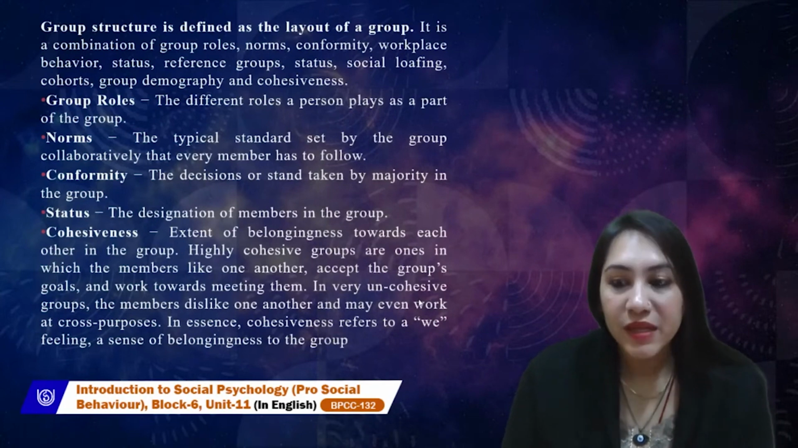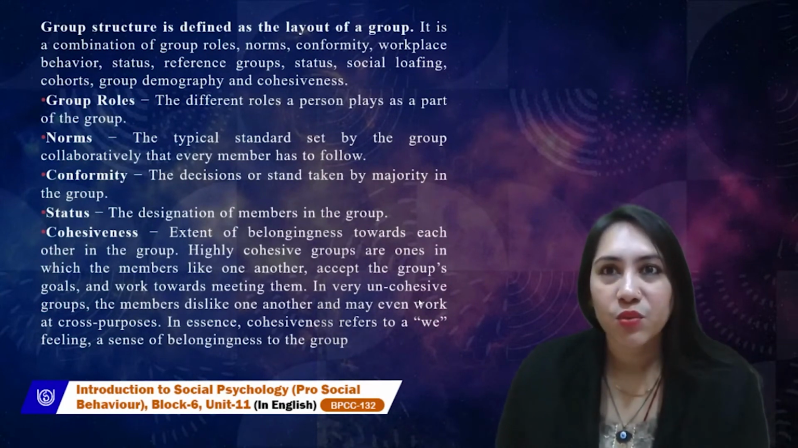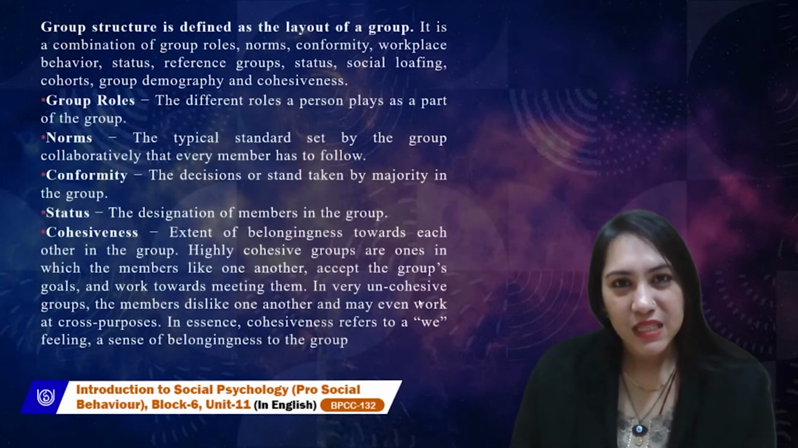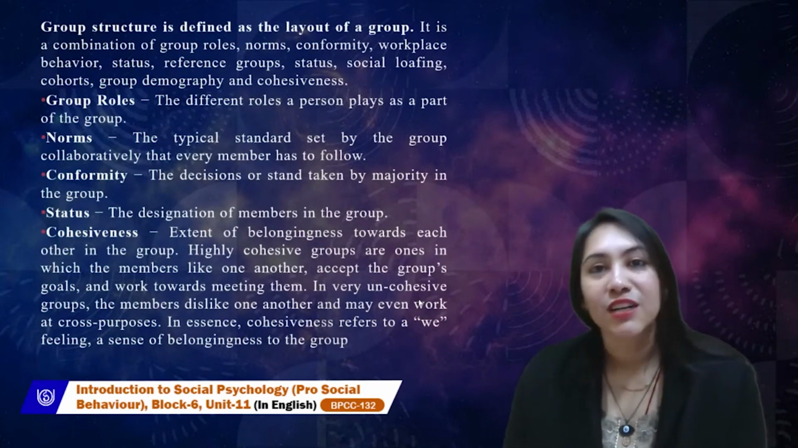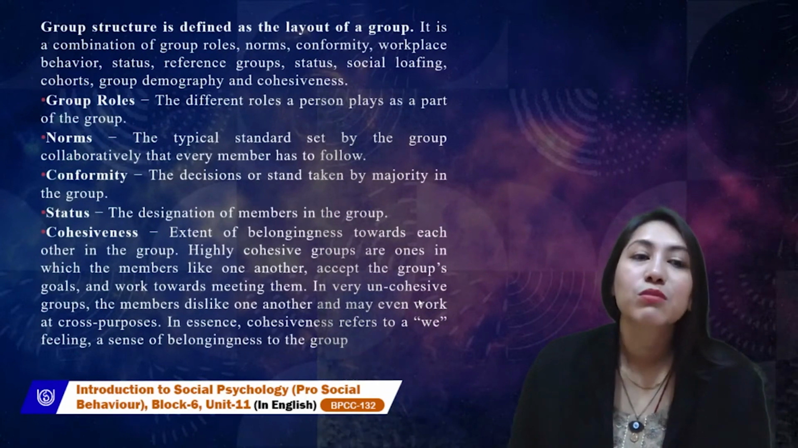Then we have conformity. Conformity is the decisions or stand that we take up as a majority in the group, which is like confirming the idea of the group members. So if 2 to 3 members decide that we need to have a dress code for some days, the other 7 agree to it, which is conformity. This is forming a majority.